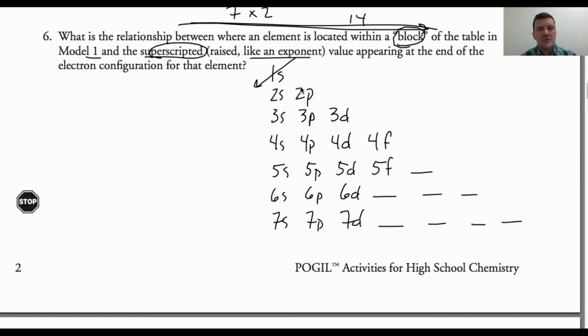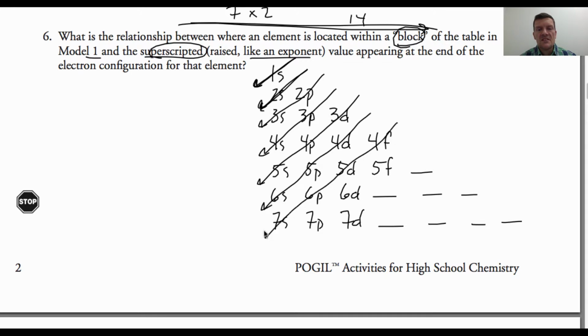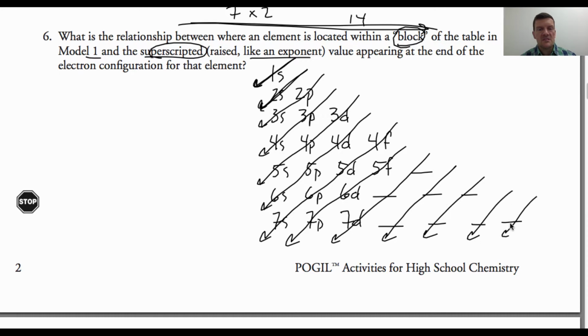So 1s gets filled first, then the 2s, and I draw diagonally, and then I come back up to the upper right portion of my diagram and draw down again. So 1s first, then 2s gets filled, then 2p, then 3s, then 3p, then 4s, then 3d, 4p, 5s, then 4d, 5p, 6s, then 4f, 5d, 6p, 7s, then 5f, 6d, 7p, and then the 7d if needed, okay? And we would keep going if we needed those, but we're not going to because we've run out of elements. But this will always give you the correct order, okay?